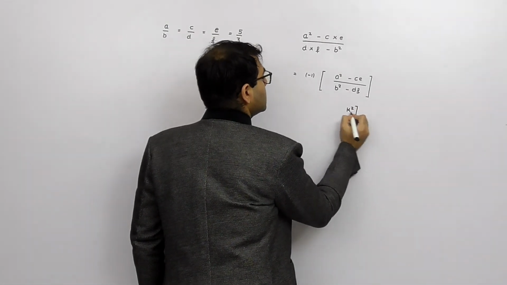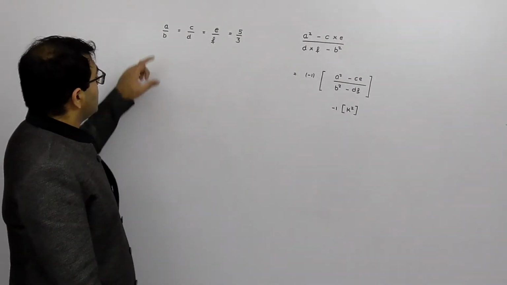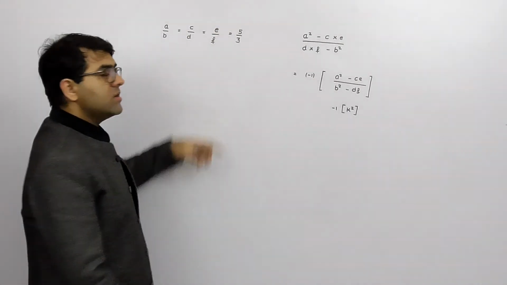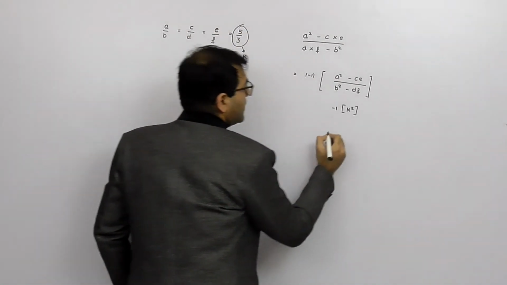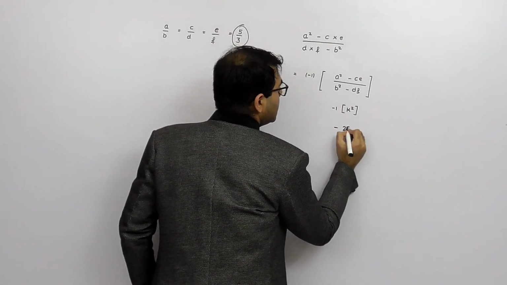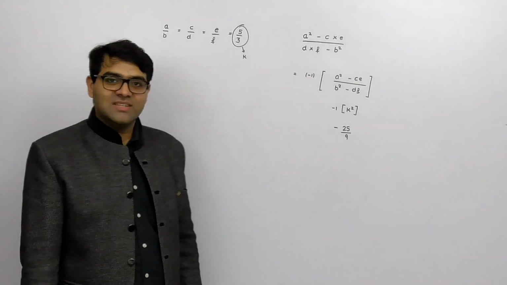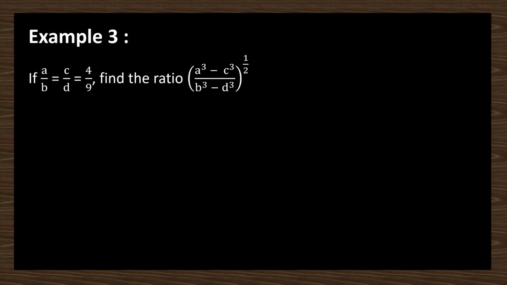Now what was k square? Well, if A by B equals C by D equals E by F equals 5 by 3, then this 5 by 3 represents my K. So can I say my final answer is going to be minus 25 by 9? An easy example, isn't it? Let's have one more example on the similar concept.